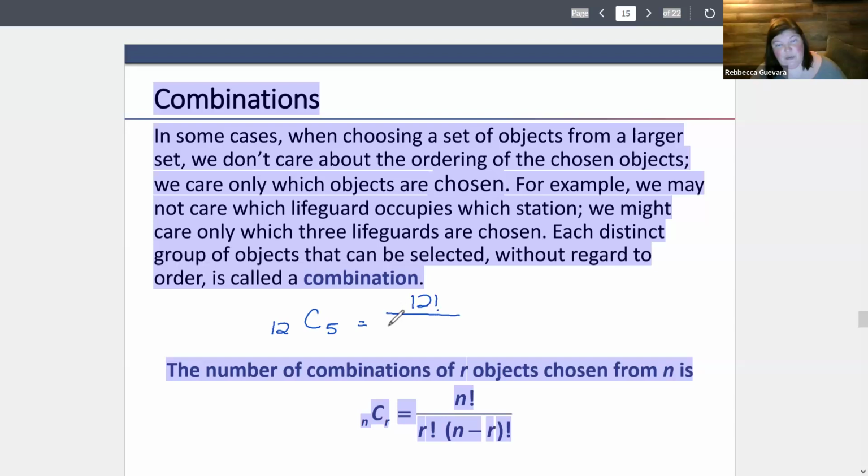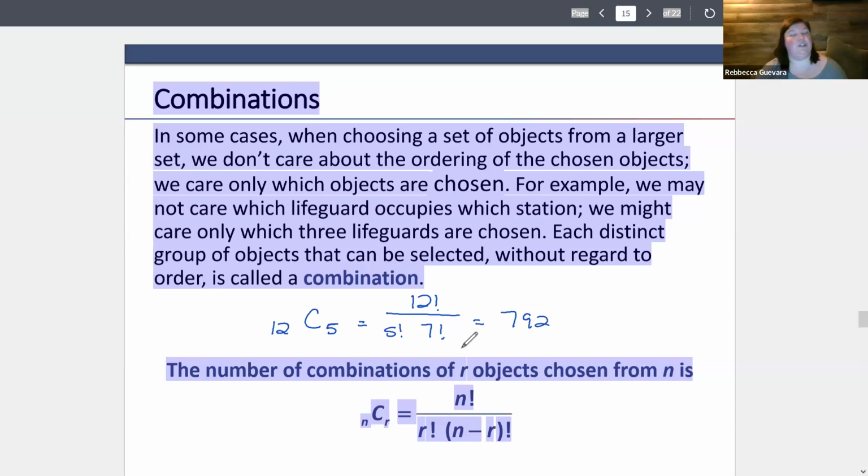you're going to get 12 factorial over, and my r was 5 factorial, and then n minus r we said was 7 factorial last time. We're actually going to end up with a much smaller number. And actually, I'm going to double check that because I'm not 100% sure I got that right. Okay, no, that's correct.